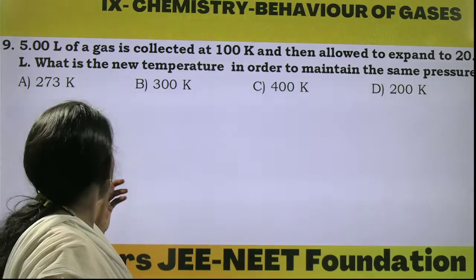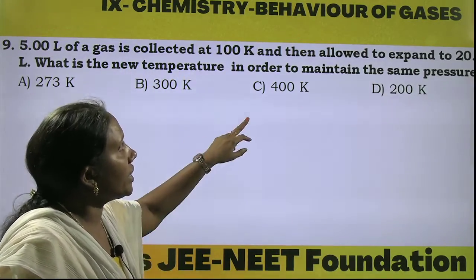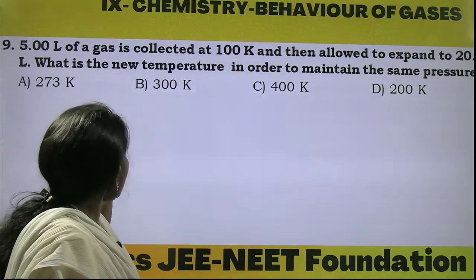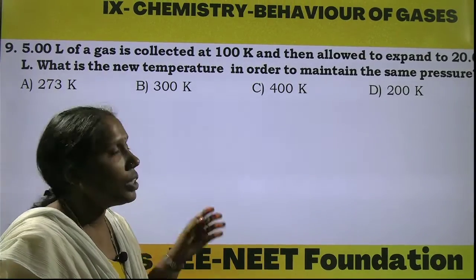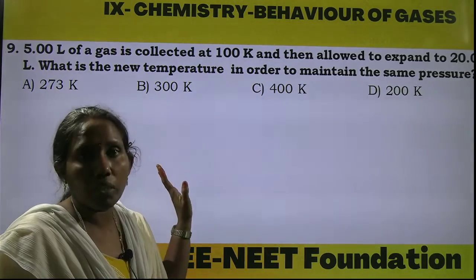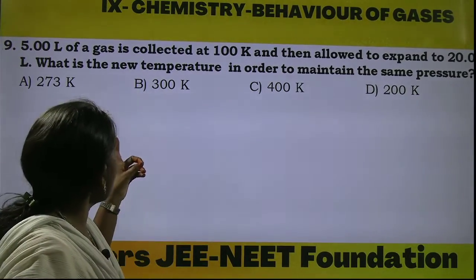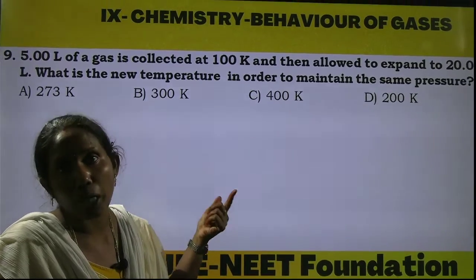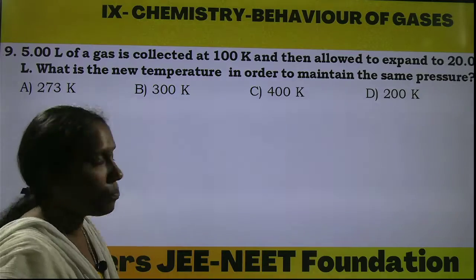See the first question. 5 liters of a gas is collected at 100 Kelvin and then allowed to expand to 20 liters. What is the new temperature in order to maintain the same pressure? If you read the problem clearly, we can understand that here the problem is with the volume and temperature relationship. Volumes are given and temperature is given. He is asking to calculate the new temperature. Let us write the data from the given problem first.